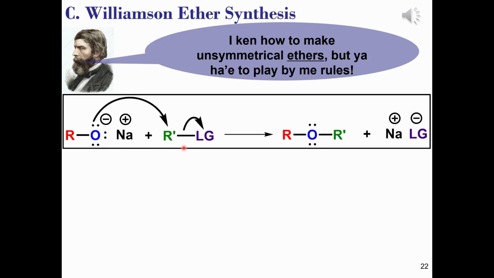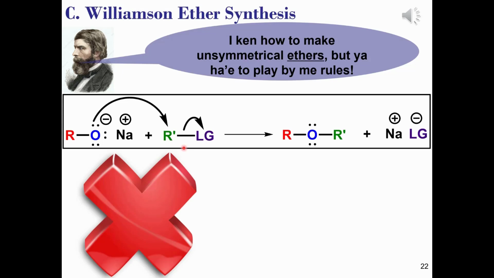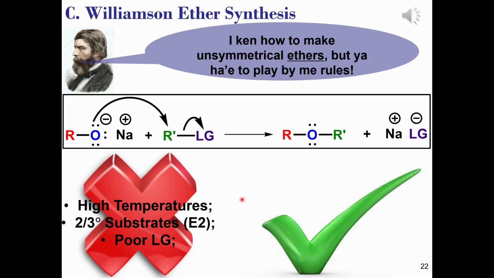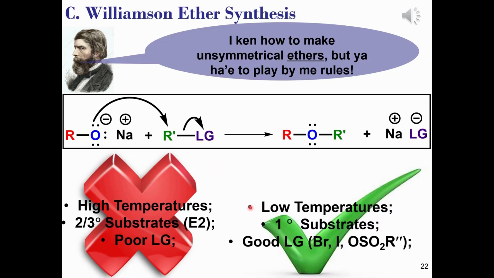So when we think about the reaction, we would probably want to avoid high temperatures, as these typically favour elimination reactions, and this is especially true of secondary and tertiary alkyl halide substrates, which are best avoided altogether. We're also going to need a good leaving group. So conversely, low temperatures minimise the chance of elimination. A primary substrate will definitely favour an SN2 reaction, and good leaving groups always help. Let's take a look at the mechanism for this reaction now.